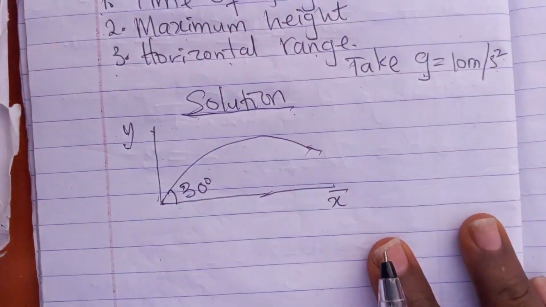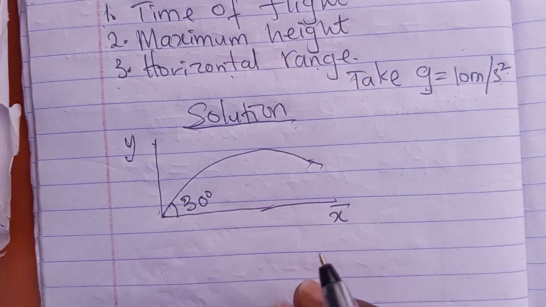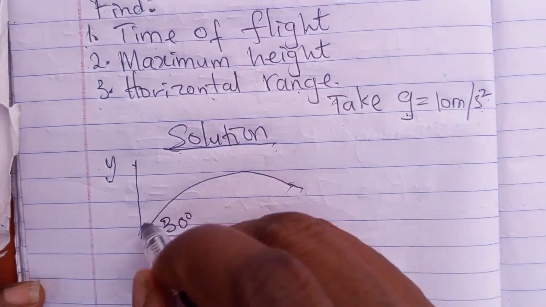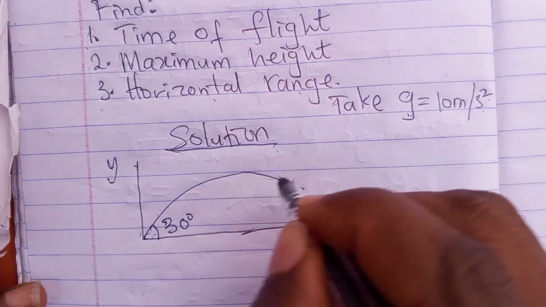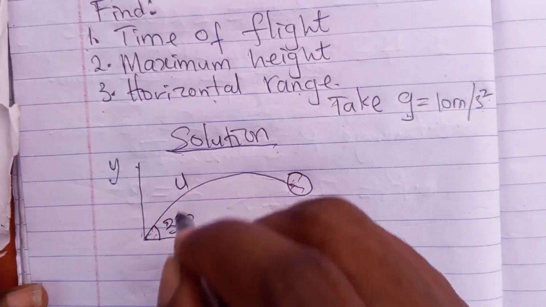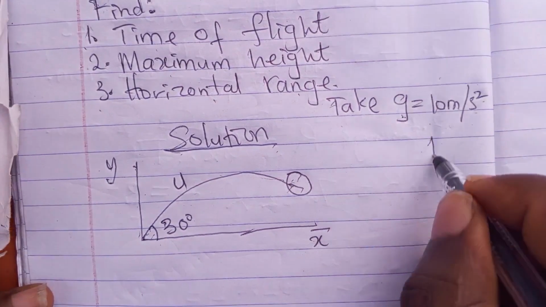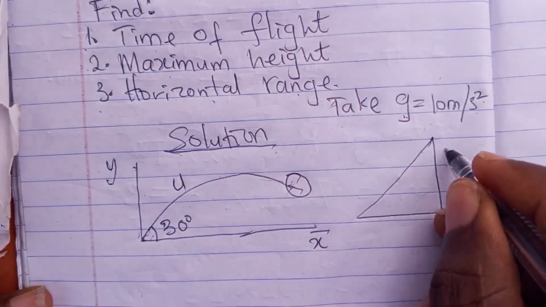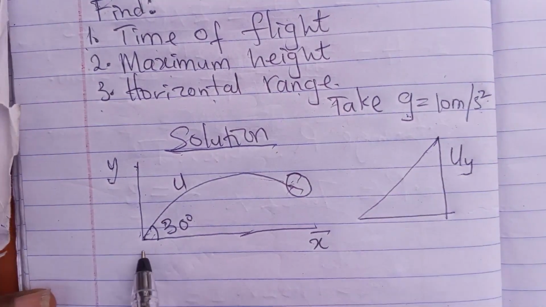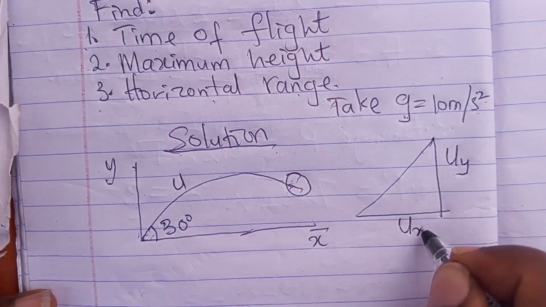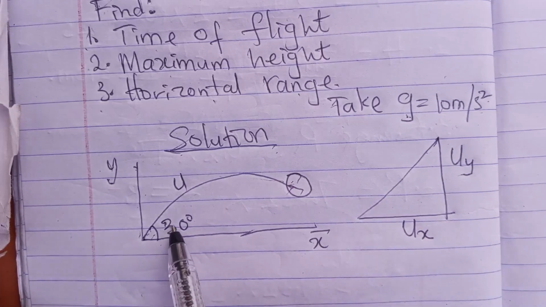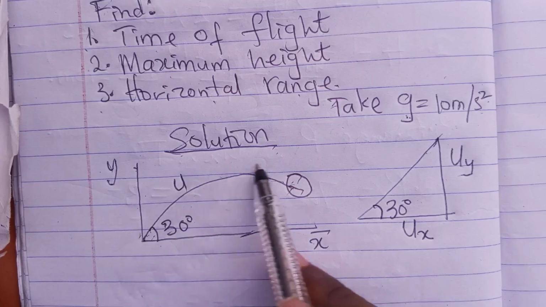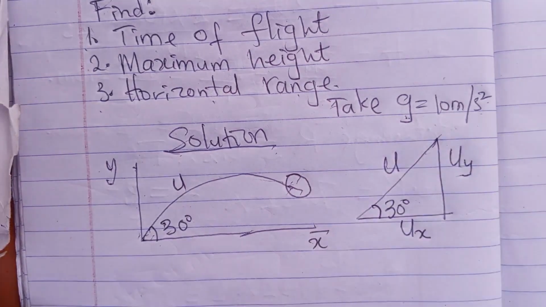Now to understand this problem, we are going to reconstruct it into a right angle triangle. This is the speed of the ball, and this is the velocity. This is uy for the y component, and this is ux for the x component, and this is 30 degrees, the same angle of projection. This is the velocity of the ball.